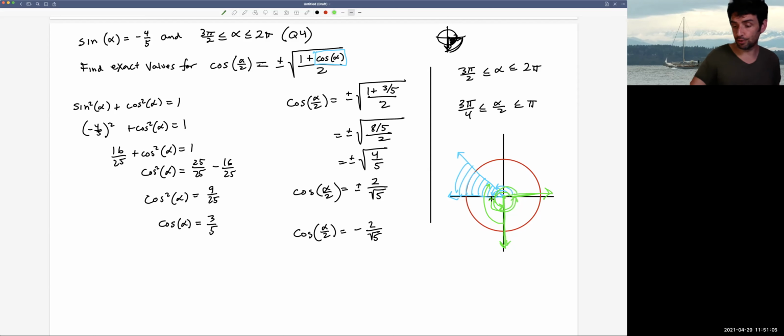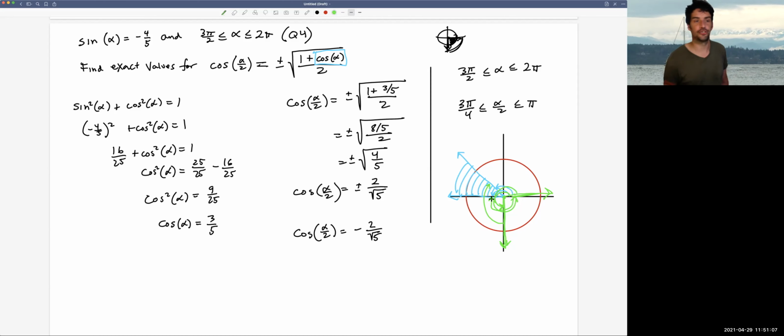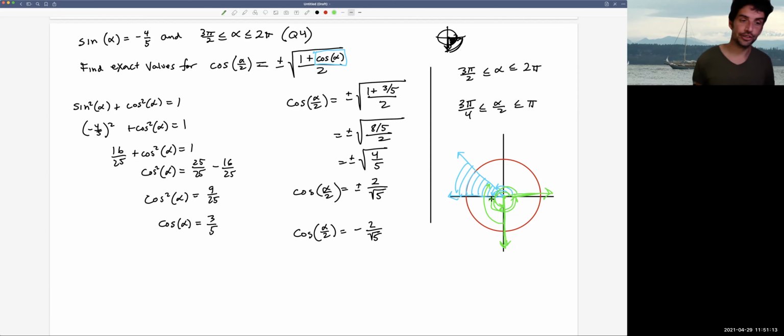Okay, that's it for this one. Like I said, these are a pretty straightforward continuation of the reduction formulas, just taking the square root and rewriting the relationship between the two angles from the other perspective.